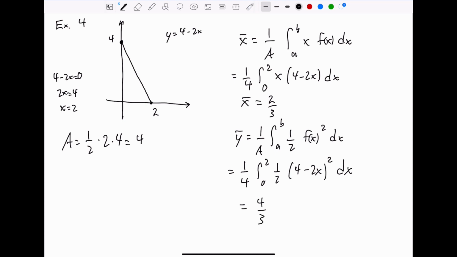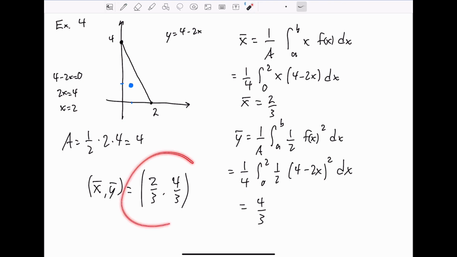So we found here that the center of mass, x bar, y bar, well, the x component is 2/3, and the y component is 4/3. So if we think of our picture here, 2/3 is approximately here, 4/3, that's a little bit bigger than 1, so that's approximately here. So the center of mass for this triangular-shaped lamina is approximately right there. That's the point 2/3, 4/3. If we were to take this point, we could balance the entire triangle just on this single point.